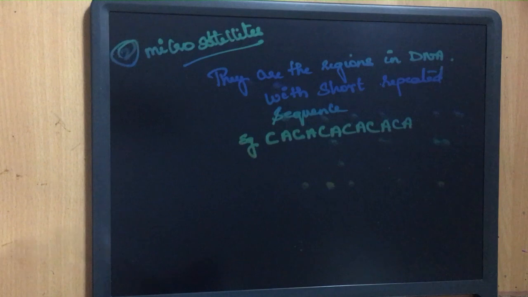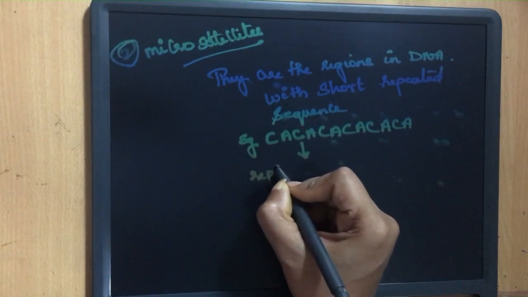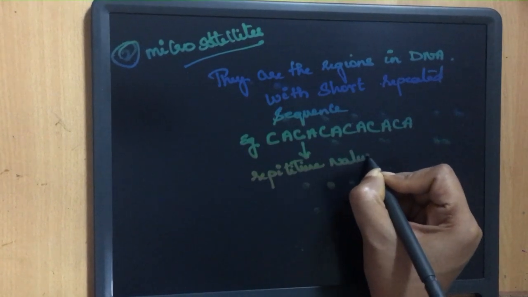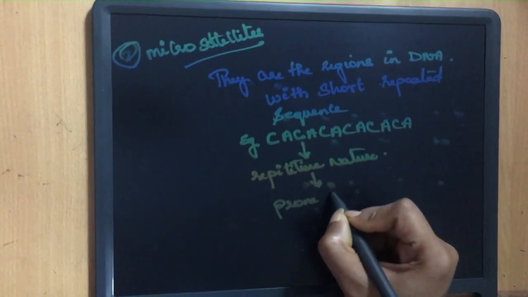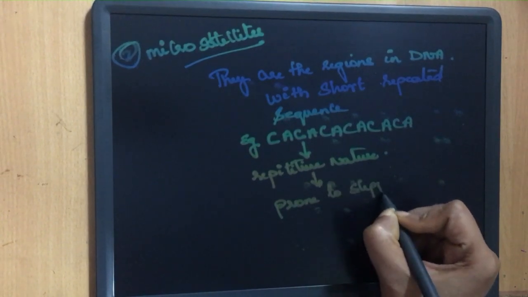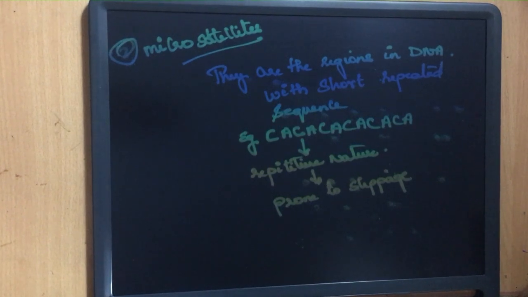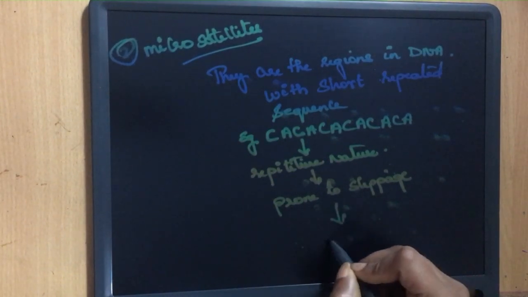Okay. What will happen when a microsatellite is present? Due to their repetitive nature, these regions are prone to slippage during replication. Okay, the consequences are that slippage in microsatellites can cause changes in the number of repeats, leading to genetic variation.